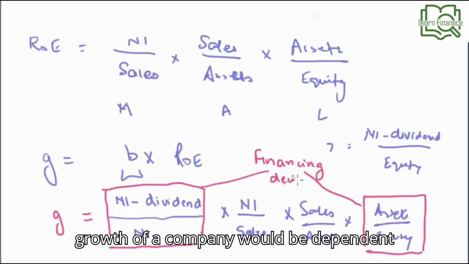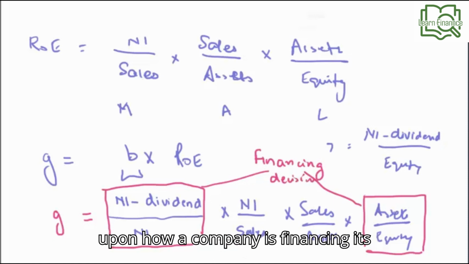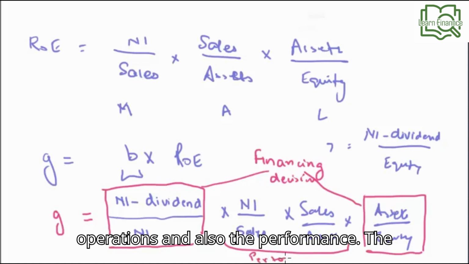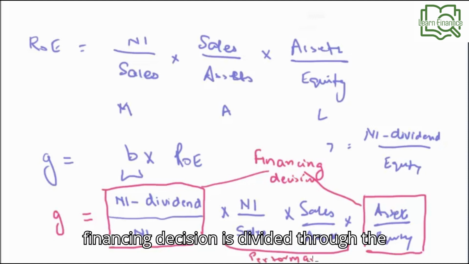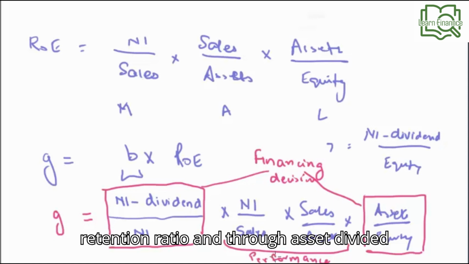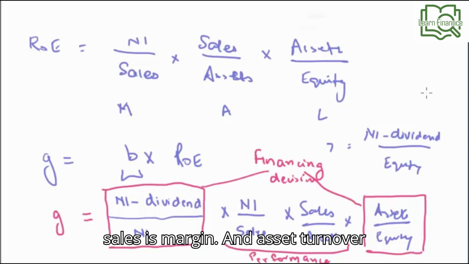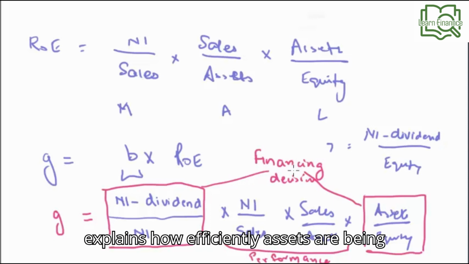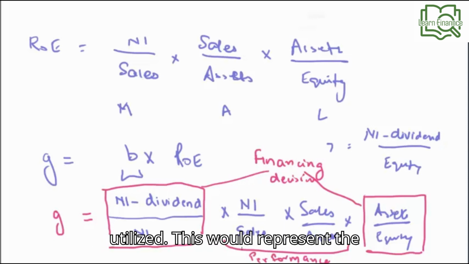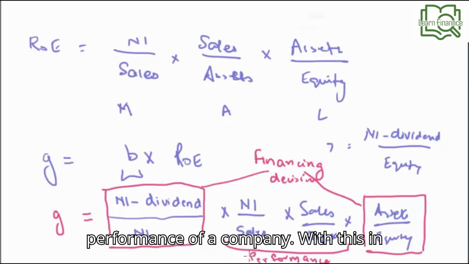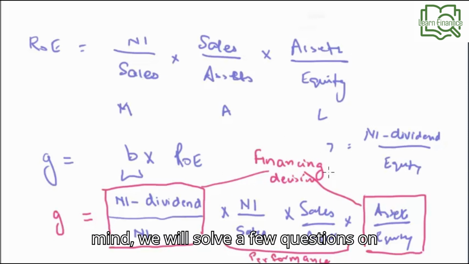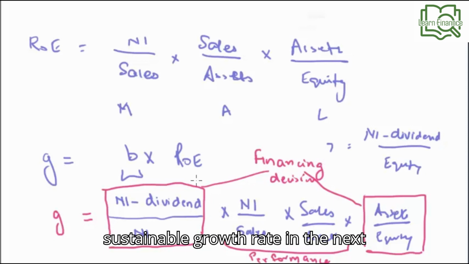This means that the growth of a company would be dependent upon how a company is financing its operations and also the performance. The financing decision is divided through the retention ratio and through asset divided by equity, which indicates the leverage in the company, and net income divided by sales is margin, and asset turnover explains how efficiently assets are being utilized. This would represent the performance of a company. With this in mind, we will solve a few questions on sustainable growth rate in the next video.